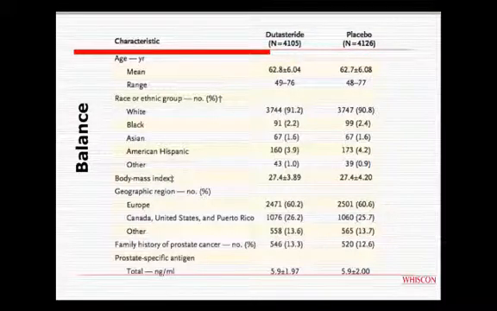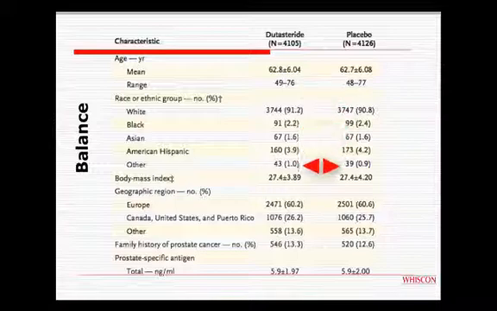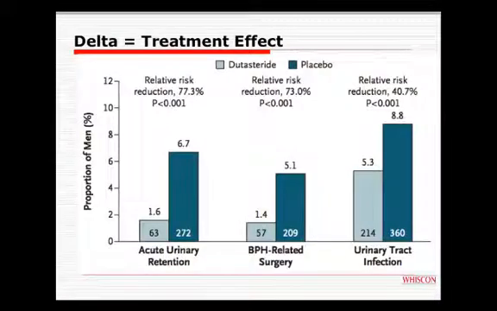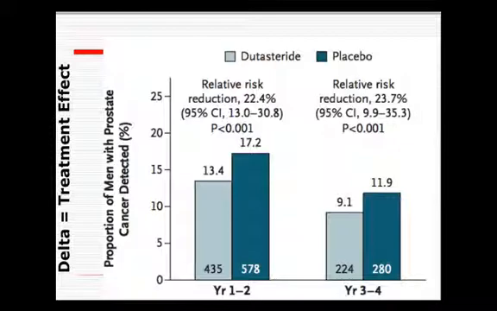Because of the randomization, all the factors that were measured in the patients were very similar to one another. We have good reason to believe that there was balance on unmeasured factors as well. As expected, the dutasteride patients had many fewer outcomes that were related to enlarged prostates. Excitingly, the incidence of prostate cancer was also about 20% lower in the treated patients than in the untreated patients.